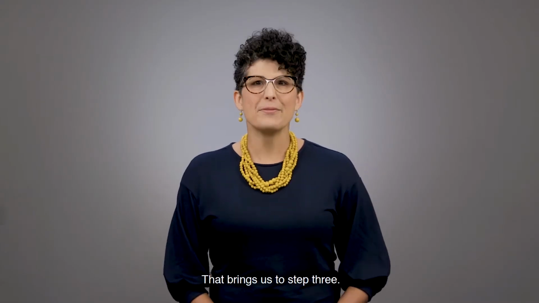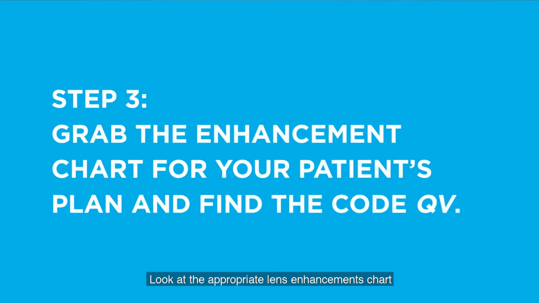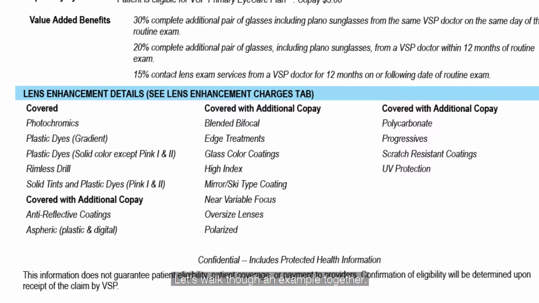That brings us to Step 3. Look at the appropriate lens enhancements chart for your patient's plan and find the code QV. This will give you the patient's fee for the enhancement. Let's walk through an example together.